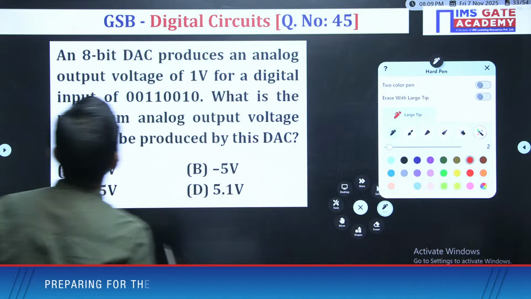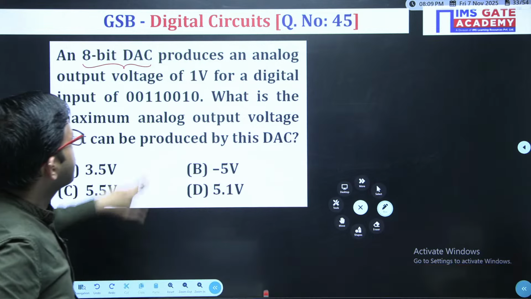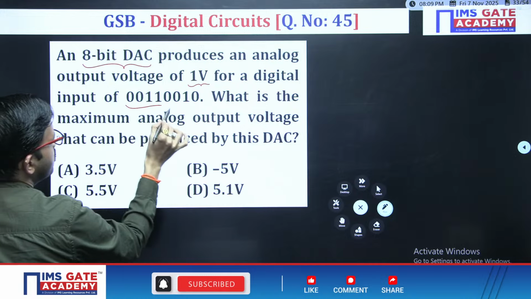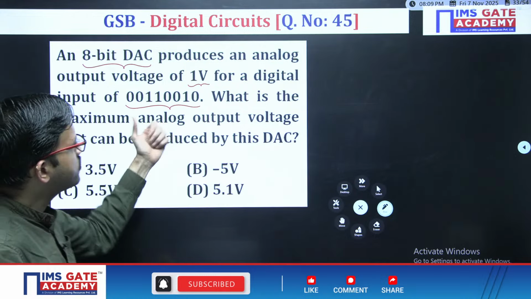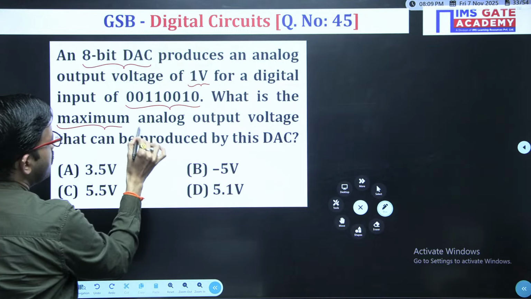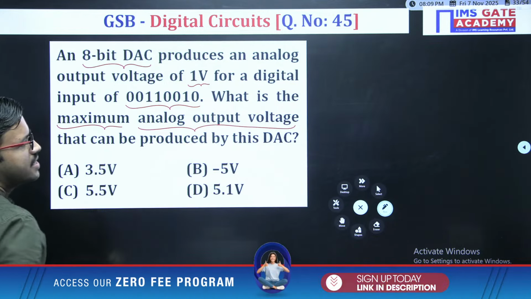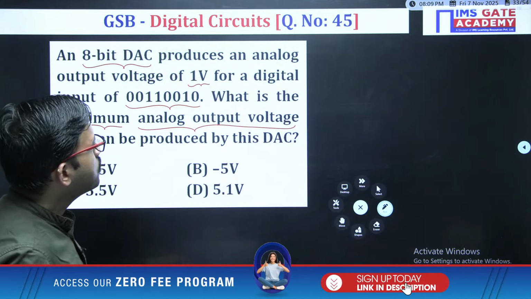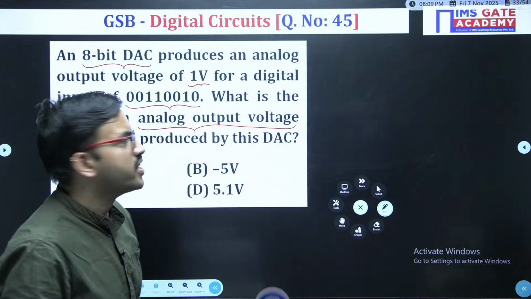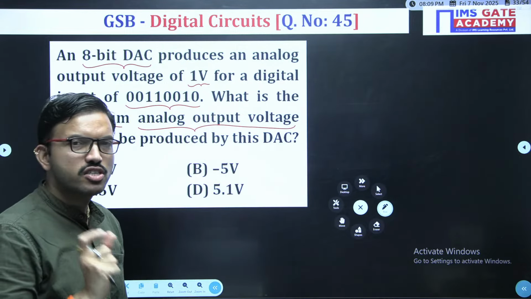Yeah, just observe here. You're having an 8-bit DAC, 8-bit digital to analog converter, right? It produces an analog output voltage of 1 volt for a digital input of this one. Okay. Now, what is the question? What is the maximum analog output voltage that can be produced by this DAC? That is the question. Okay. I hope all of you know the formula regarding analog output voltage of a DAC. Okay. V naught equal to what? Decimal equivalent of binary into resolution. Decimal equivalent of binary into resolution.